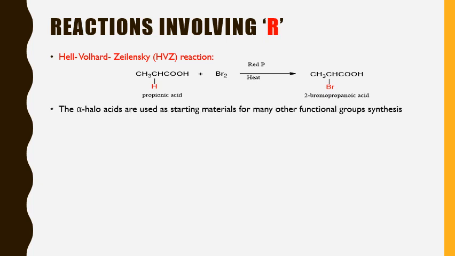And what is the importance of these alpha halo acids? Why is this HVZ reaction so important? As I said, carboxylic acids are primarily used for the synthesis of many functional groups, which are again ready to act as a starting material for many reactions. So alpha halo acids are one such source where you can have a variety of functional groups just by simple nucleophilic substitution reactions.